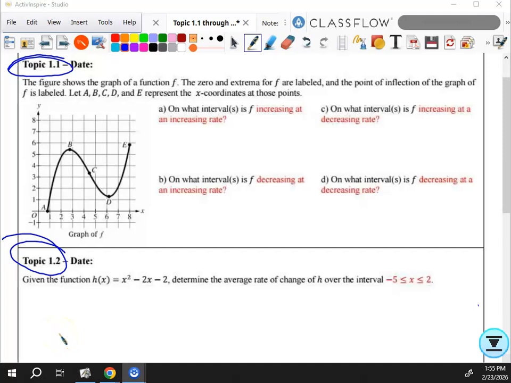So here we go. It says the figure shows the graph of function f. The zeros and extrema for f are labeled, and the point of inflection of the graph of f is labeled. Let A, B, C, D, and E represent the x-coordinates at these points.